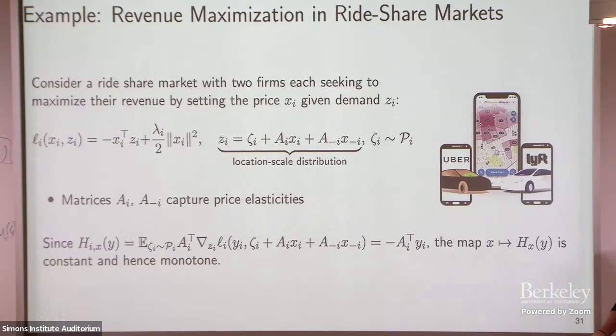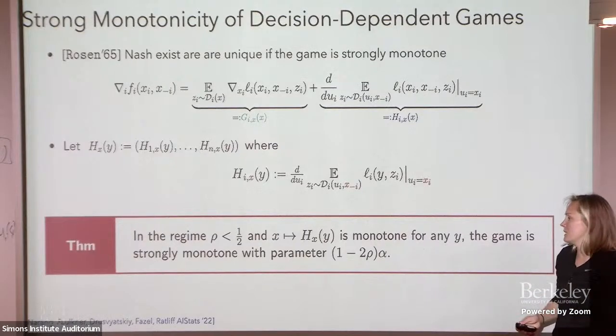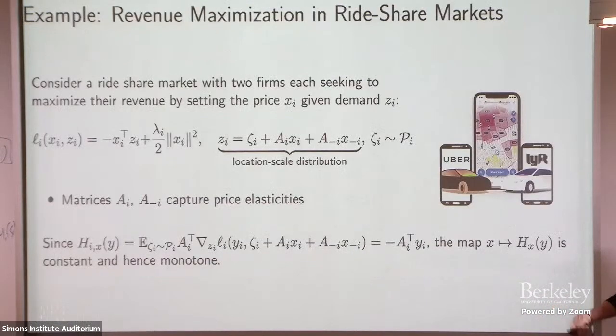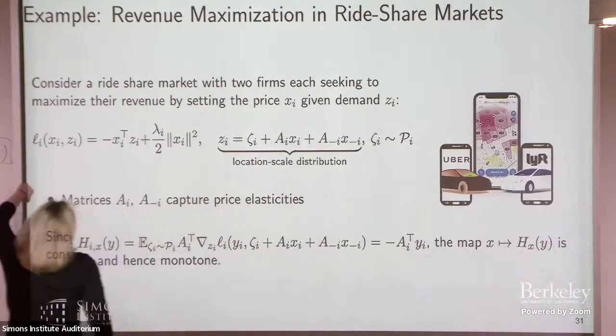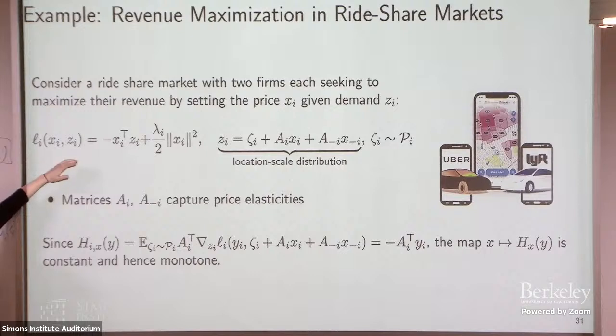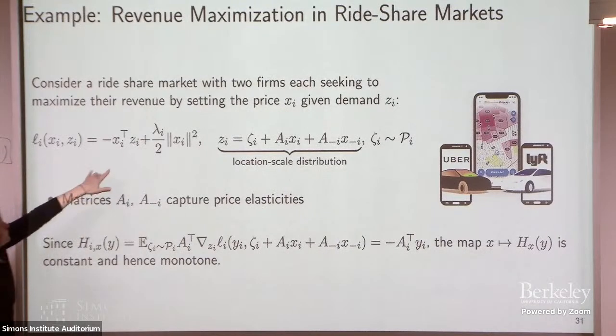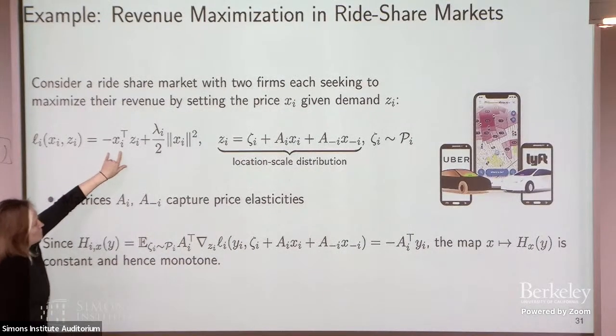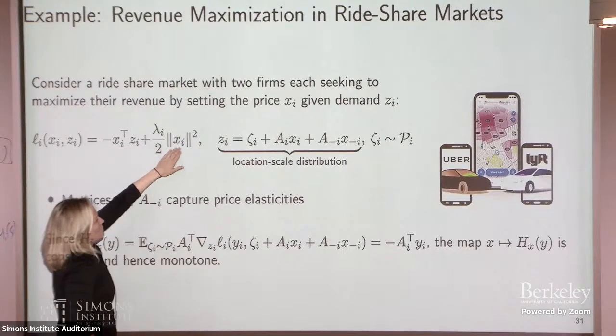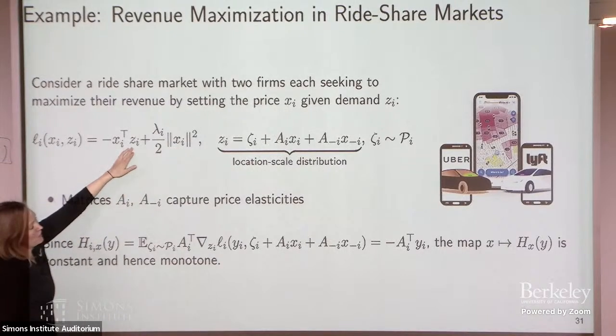If people are interested, I can show how we actually make this argument, but in lieu of that, I'll just give an example of how this happens again in this example of Uber versus Lyft. So let's say that these rideshare companies now want to maximize their revenue. So we're doing loss minimization here, and negative the revenue is going to be their loss. The first term is the revenue here, and then we have some regularization on the vector x here. x is going to be the price, and z is going to be the demand.